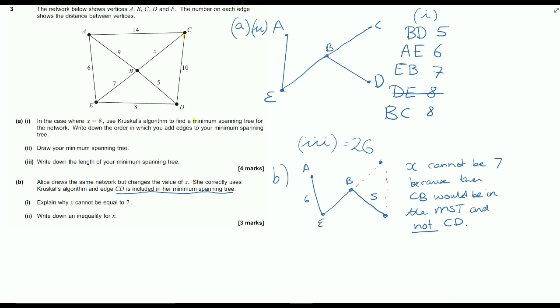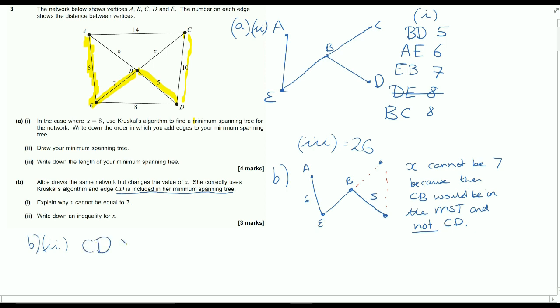So for part B part 2 then, we're being asked to write an inequality for x. So we know that CD is going to be part of the minimum spanning tree, which gives us a good understanding of what x is going to be. We've kind of shown what it's going to be in B anyway. But let's just take our time. So if she's doing Kruskal's algorithm on this, she's going to go B to D for 5, A to E for 6, and E to B for 7. Then from there, we're saying that she's going to include CD and not BC.